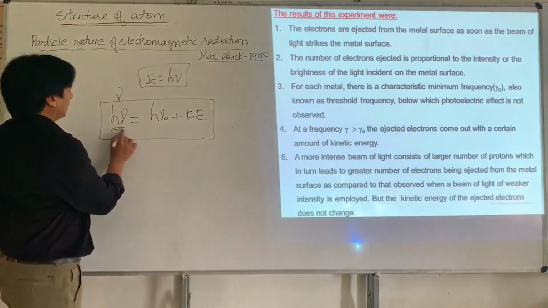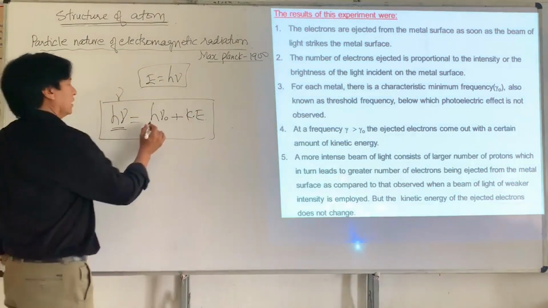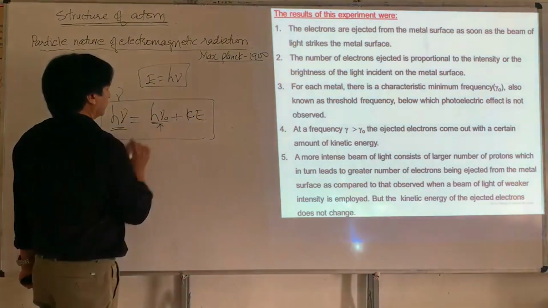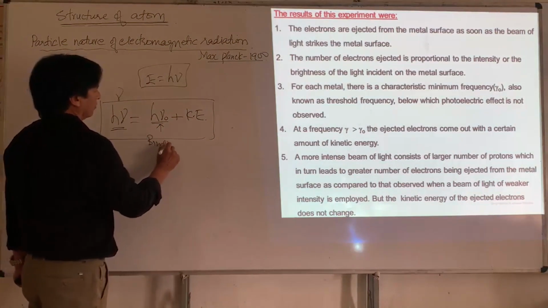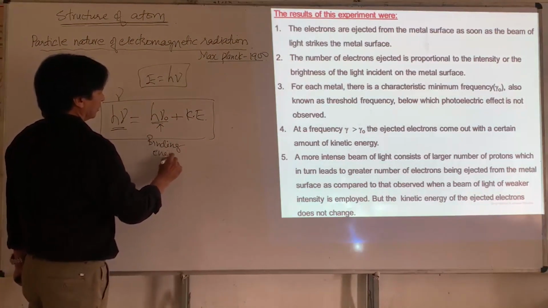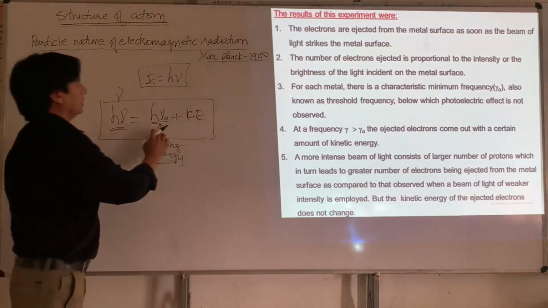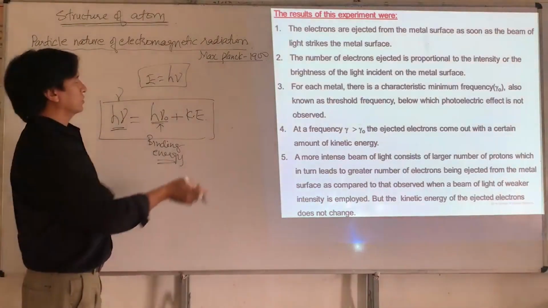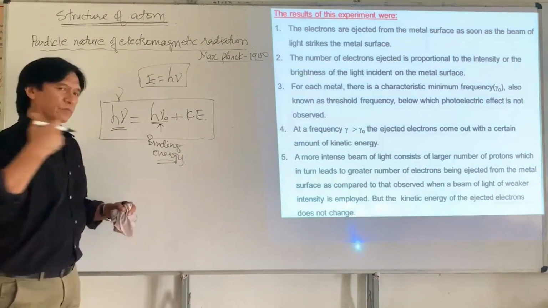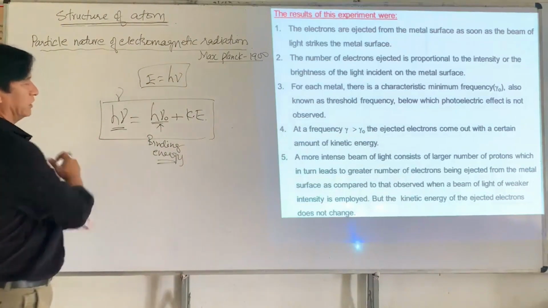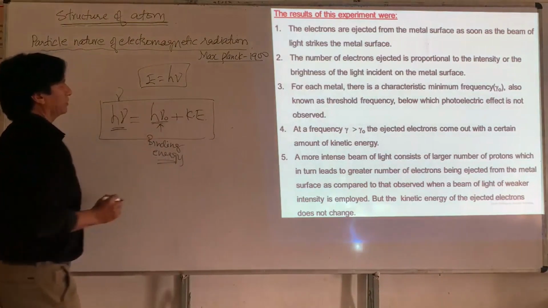So this is the energy of a photon of light that is striking the metal surface. h nu naught is actually the binding energy. It's also called the binding energy, or in other words, it's also called the work function. And then the remaining energy is given to the electron. So this is how the electron is seen moving towards the detector, right? So this expression is to be kept in mind.